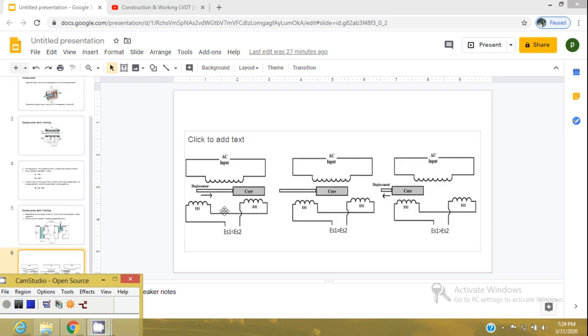We will see what is meant by series opposition. Series opposition is nothing but the output of one secondary winding is connected to the output of the next secondary winding, so that is known as series opposition.